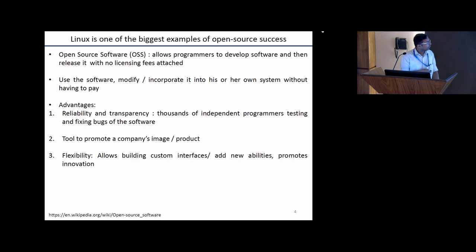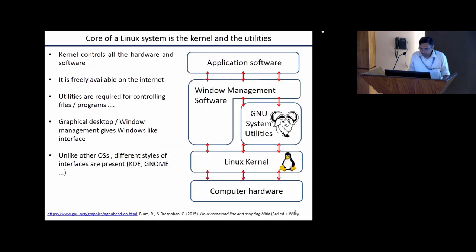It has advantages. It increases the reliability and transparency. That means a lot of people can test your code, look into your software, and fix any problems which might be present, right? So it is actually an excellent tool to promote your company's or institution's image or a product, and it allows other people to build upon what you have already done. So it gives new abilities and promotes innovation, right? And Linux is one of the most famous examples of open source software, right?